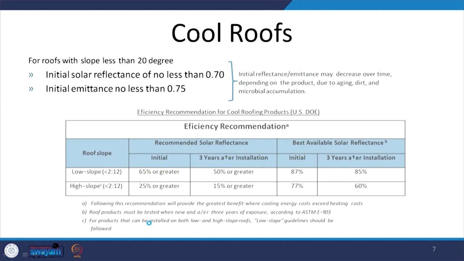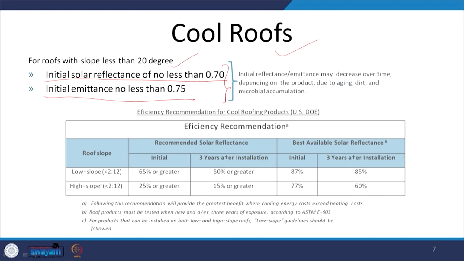The next prescription is about the cool roofs. We have also seen how cool roofs work. So, for India, the prescription is that the initial solar reflectance should not be less than 0.70 and the initial emittance should not be less than 0.75. This is for the roofs with slope less than 20 degree. For roofs which have slope higher than 20 degree, the values would vary.